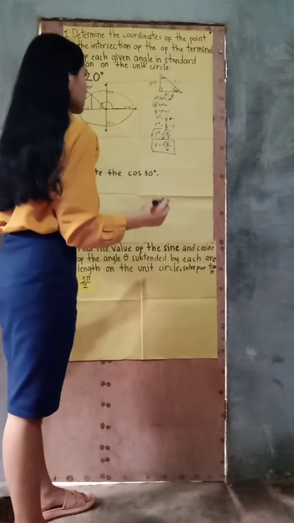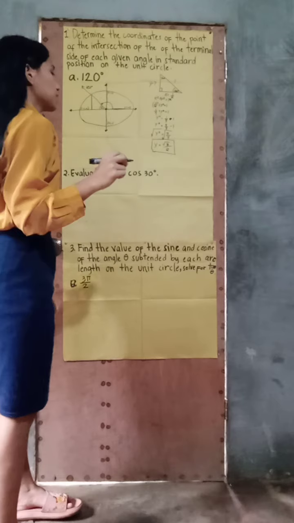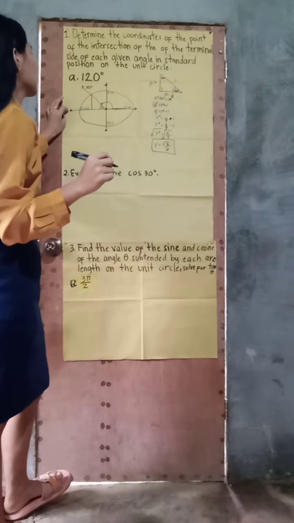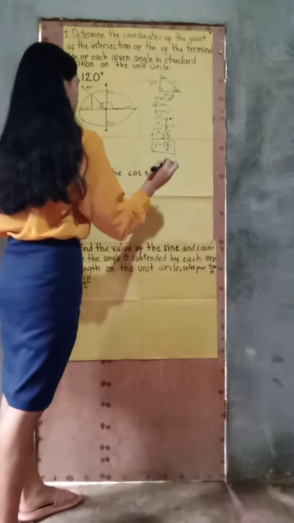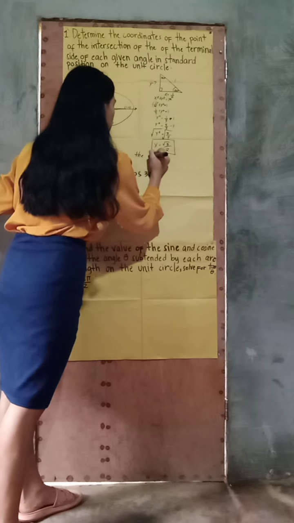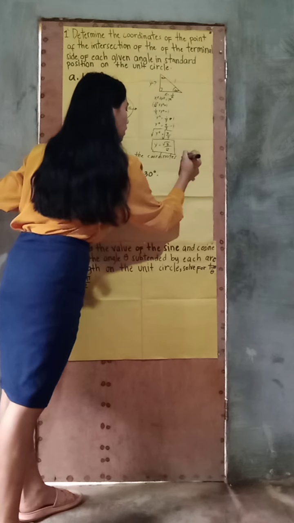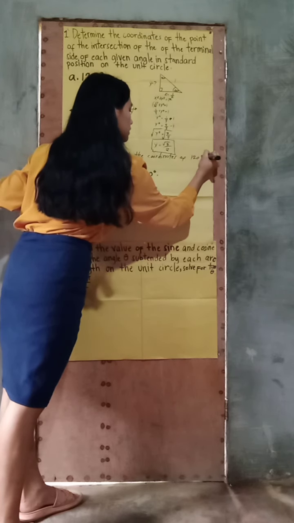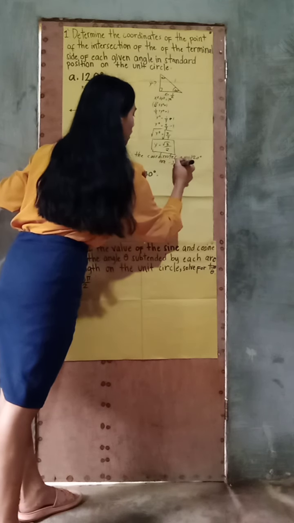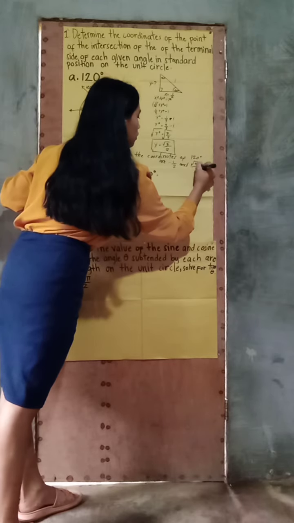In this case, we get negative and positive answers because the 120 degrees is located in quadrant 2. So therefore, the coordinates of 120 degrees are negative 1/2 and square root of 3 over 2.